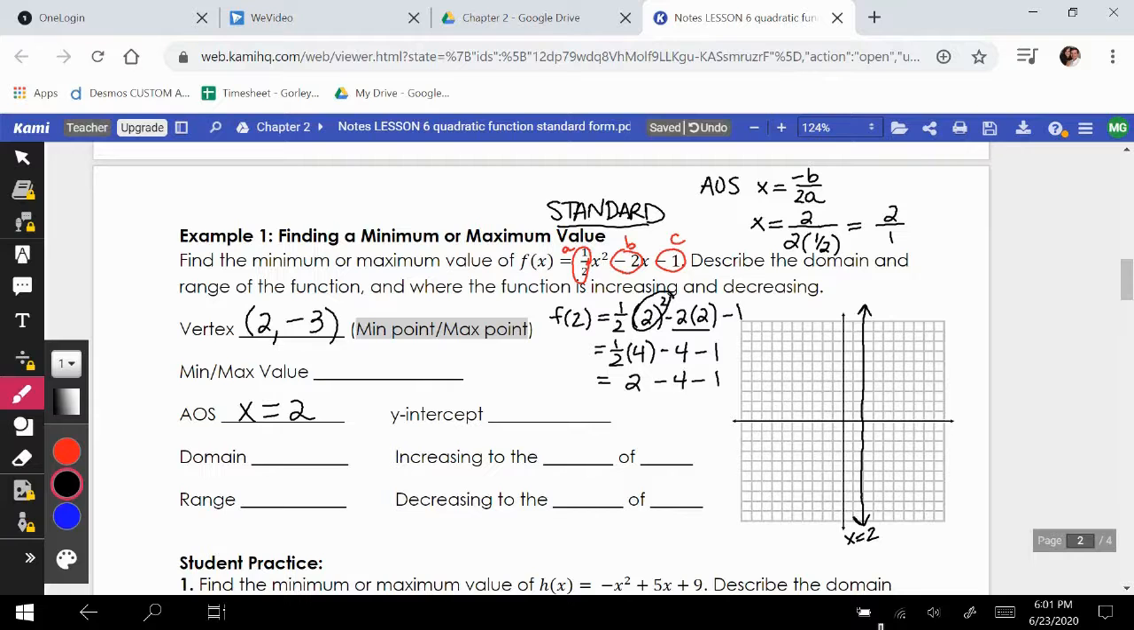Okay, is it going to be a min point or a max point? Well, in this case, the a value, because it is 1/2, it's a number that's greater than 0. There's been no vertical reflection. So because the parabola opens up, that means that there's going to be a min point. And if there's a min point, then there's also going to be a min value. Remember, a min value is just the y value of your vertex. So we'll have a minimum value at -3.